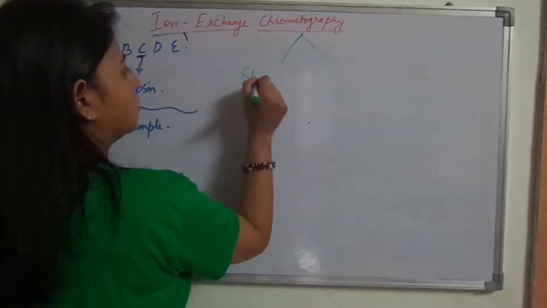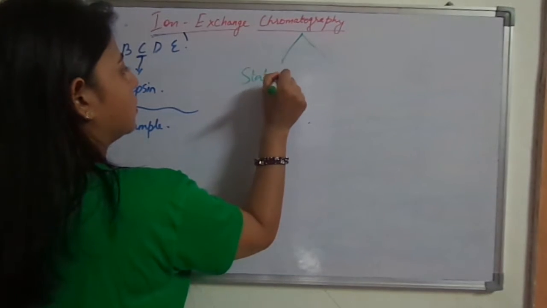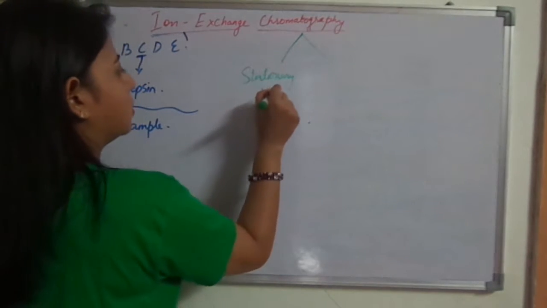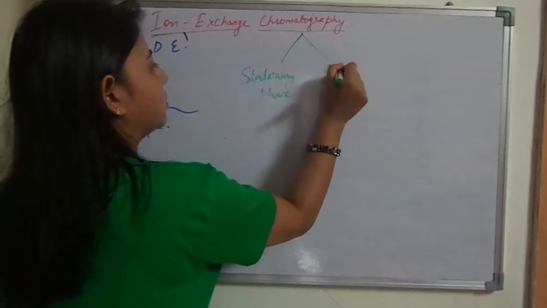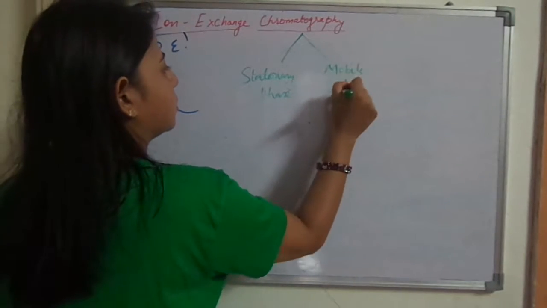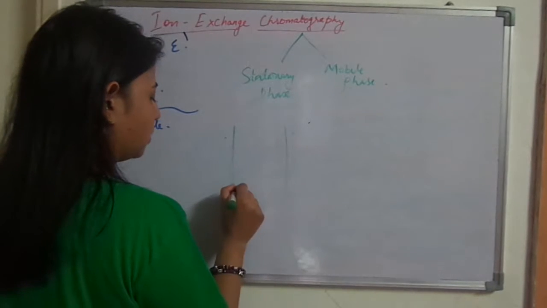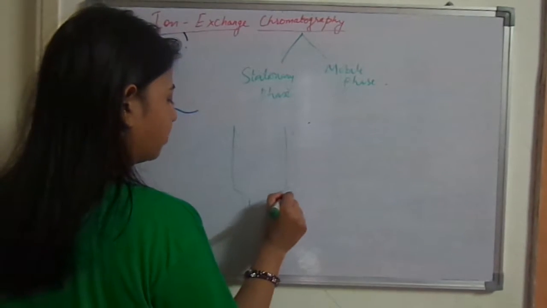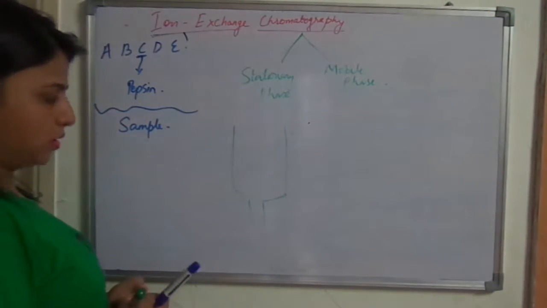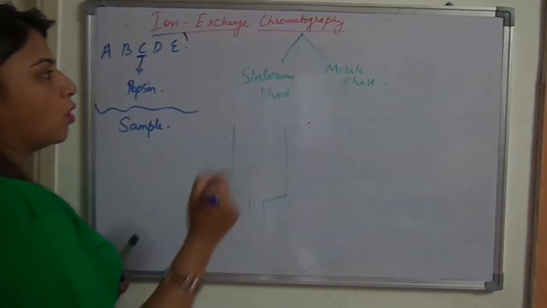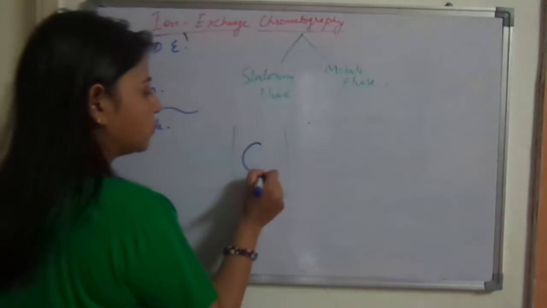One is the stationary phase and second one is the mobile phase, right? Now first of all you take a column. This is the column that I am taking. In this column, obviously you have to fill up the stationary phase. This is the stationary phase. I am drawing only one bead for your explanation.